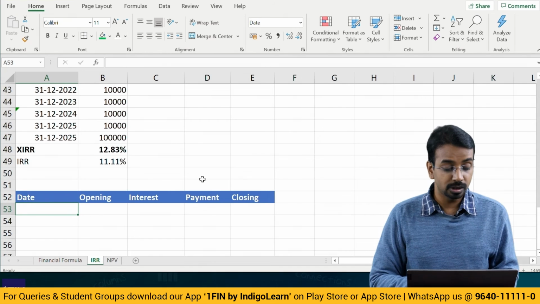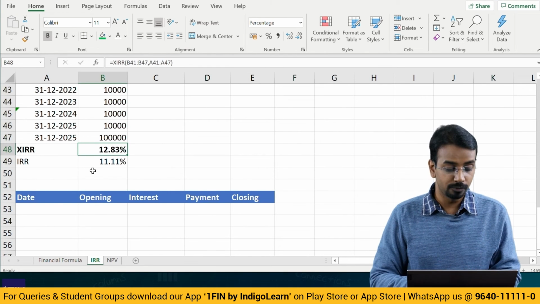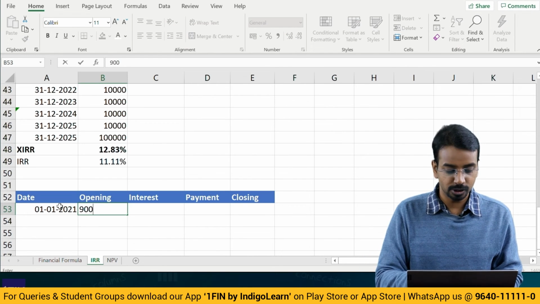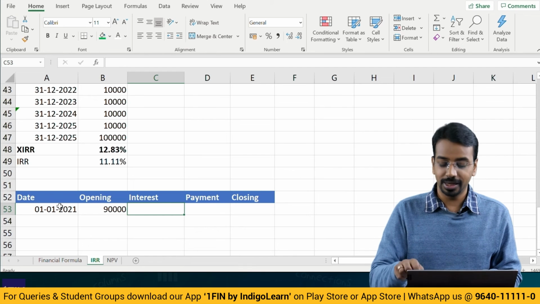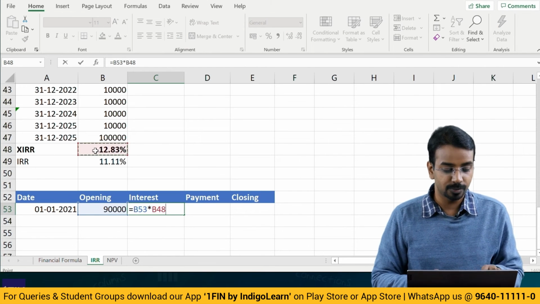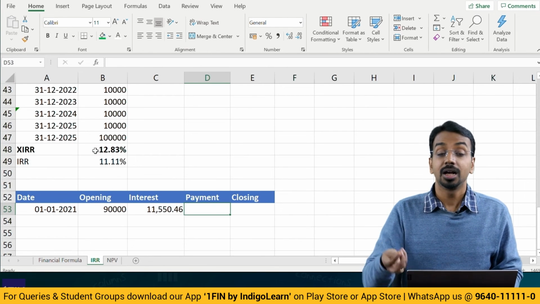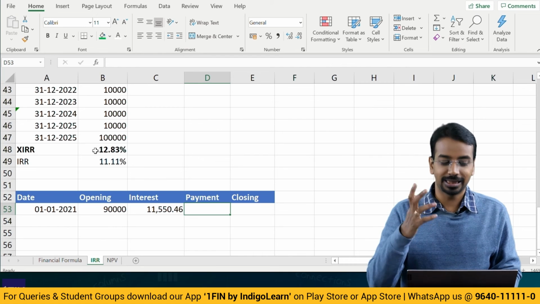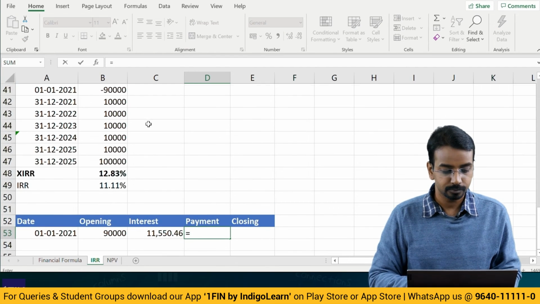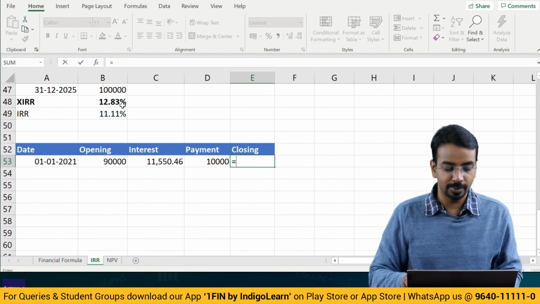So to understand how this effective rate of 12.83% works, let us prepare a loan schedule with interest. On 1/1/21 we have paid 90,000, right? On this we will earn interest effectively at 12.83%. I'll just lock this. But we will get a payment of 10,000, right? So the payment that we will receive will be 10,000, and based on this, what will be the closing balance?